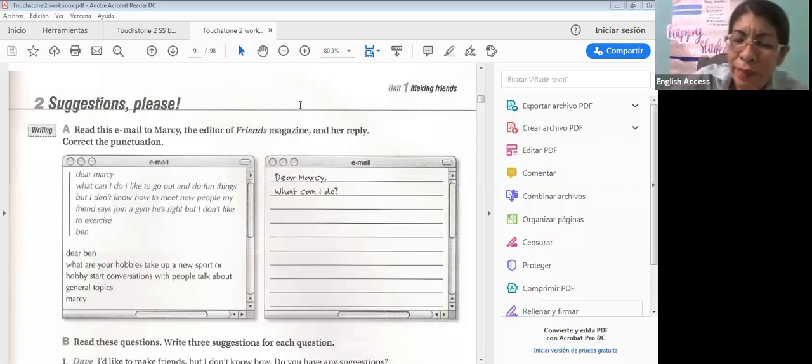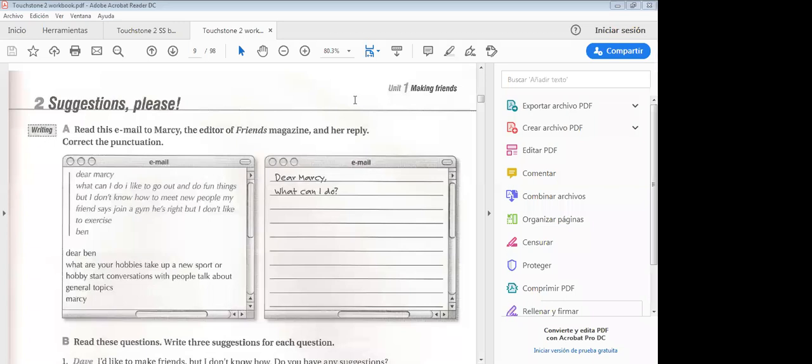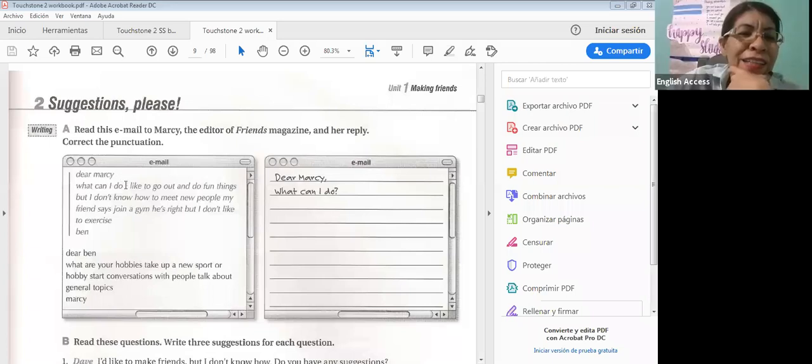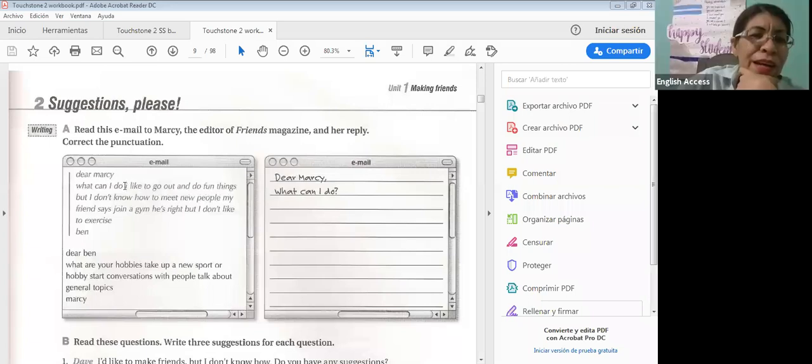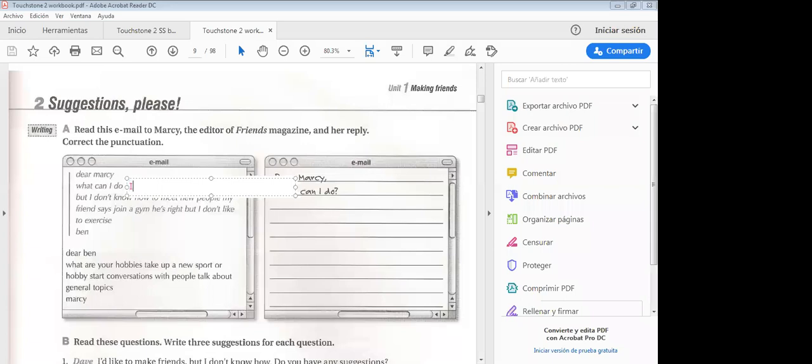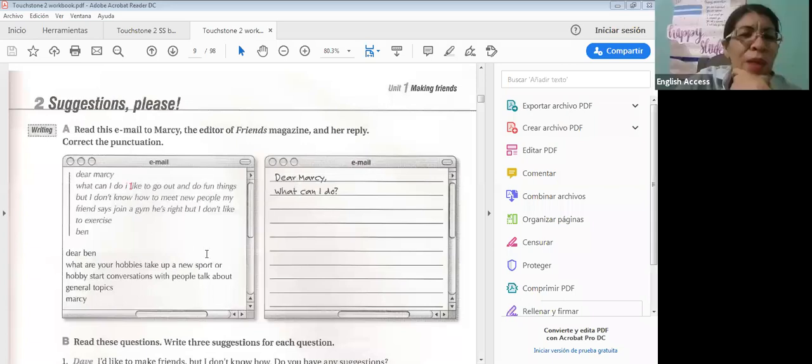Then it says, I like to go out and do fun things. What is the mistake in that part? Do you know? I like to go out and do fun things. What's the mistake in that sentence? Capital letter in I. Yes, so it's capital I. I like to go out and do fun things.